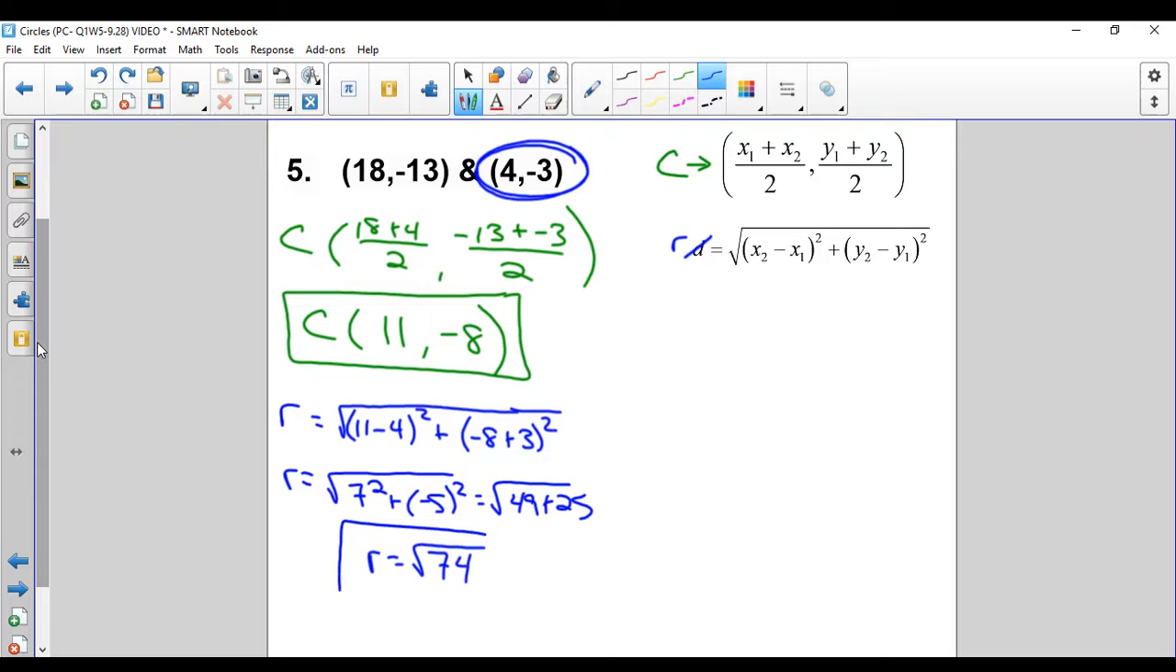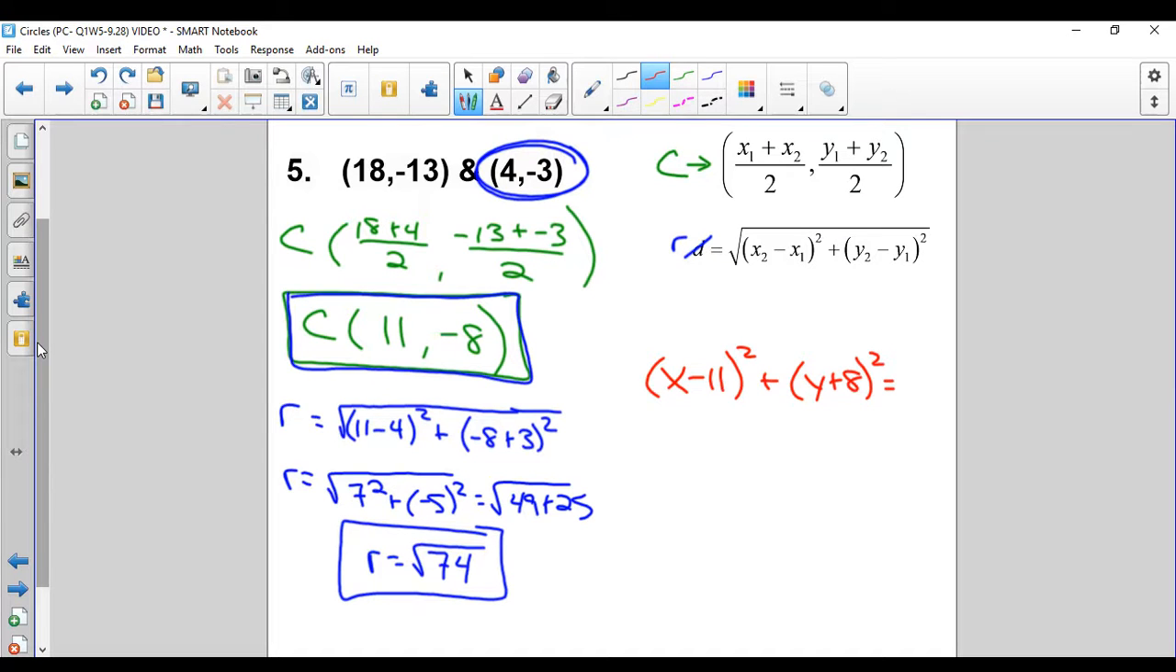Use it like this. We have what we need, the center, the radius. Plug it all back in. X minus 11 squared plus y plus 8 squared equals your radius squared. Well, if you square a square root, the square of 74, so whatever's inside comes out. That's why I don't care what that breaks down into. All you need is that square root of 74 at the end. That's your answer. That's your equation.